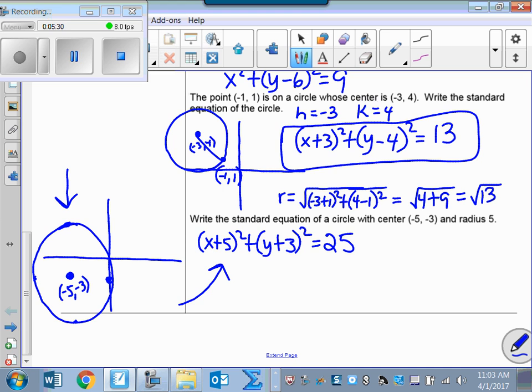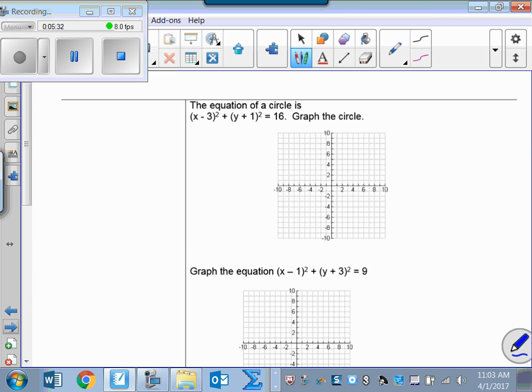Okay, so now let's graph a circle. The equation of a circle is (x - 3)² + (y + 1)² = 16. So first thing let's realize is that the radius is going to be 4, the square root of 16. Where's the center of our circle? Well, we got to figure out what h and k are. If I have x minus 3, that means h equals 3. And if I have (y + 1)², that means k is -1. So there's my center right there.